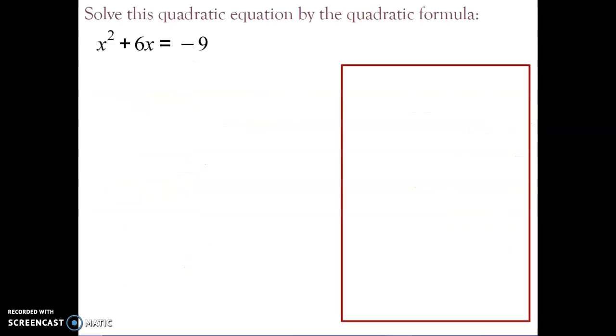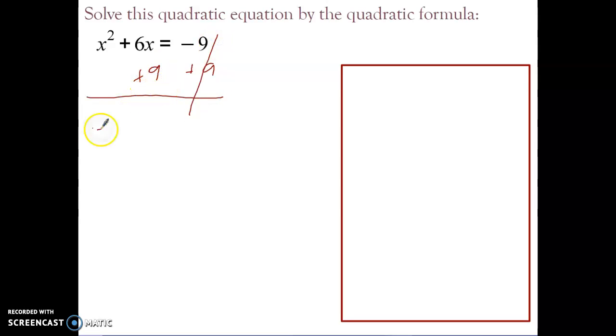All right, let's do another one. Look at this one. x squared plus 6x equals negative 9. Okay, so this one is not in a good form to use the quadratic formula. In order to use the quadratic formula, I need this to be a 0. So the first thing I'm going to do is add 9 to both sides to get a 0 on the right-hand side. x squared plus 6x plus 9 equals 0. Okay, now it's in the correct form.